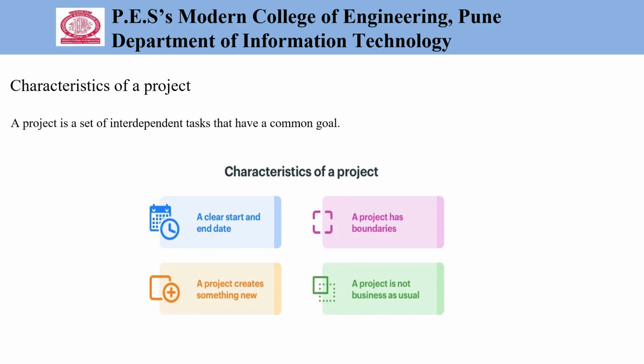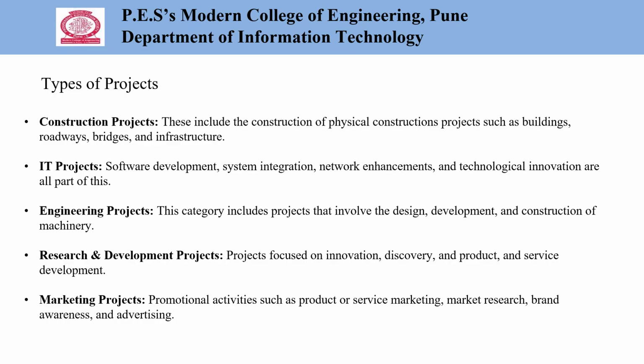Now see the next part, that is the types of projects. Until now we studied what a project is and the characteristics of a project. Now the next part is the different types of projects. Now we see them one by one. First one, construction projects. So what are construction projects? This includes physical construction projects such as buildings, roadways, bridges and infrastructure.